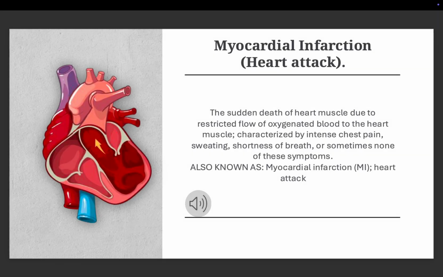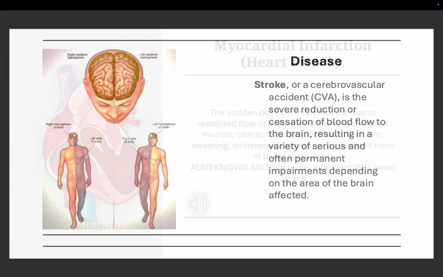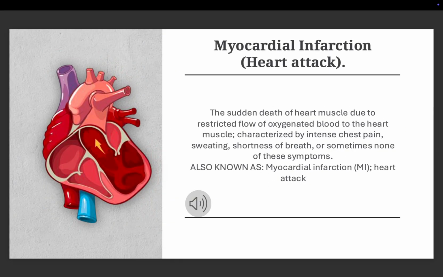The two common diseases of the circulatory system are heart attack and stroke. What is heart attack? Heart attack is a sudden death of the heart muscle due to restricted flow of oxygenated blood to the heart muscles, characterized by intense chest pain, sweating, shortness of breath, or sometimes none of these symptoms. So, a heart attack causes permanent damage to the heart muscles by cutting off its blood supply, which can lead to complications like heart failure, arrhythmias, or even sudden cardiac arrest.